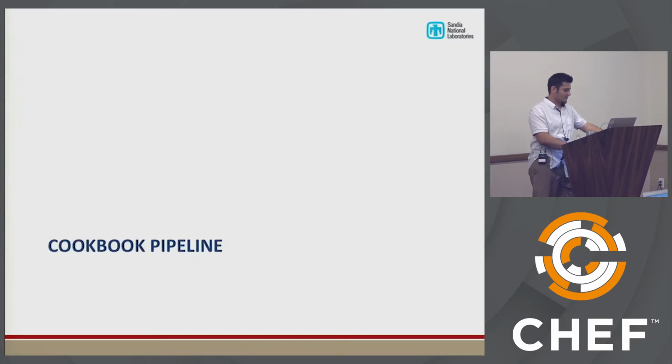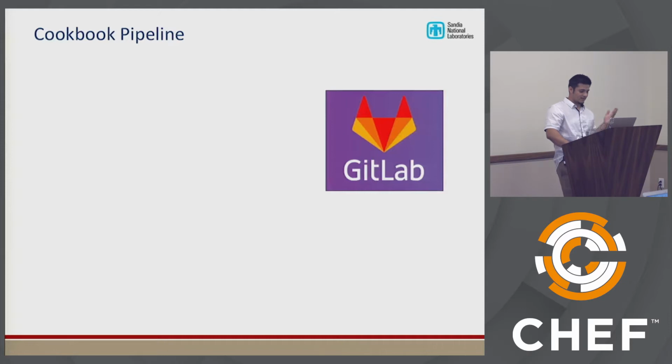Before we get to Chef Countertop and deploying it, we have to have some kind of pipeline validation process for our cookbooks. So I had to come up with something. It's fairly simple. We're using GitLab. GitLab Runner is the GitLab CI.